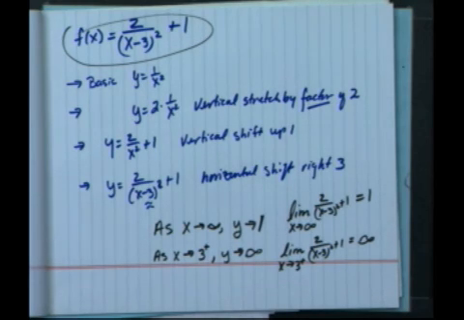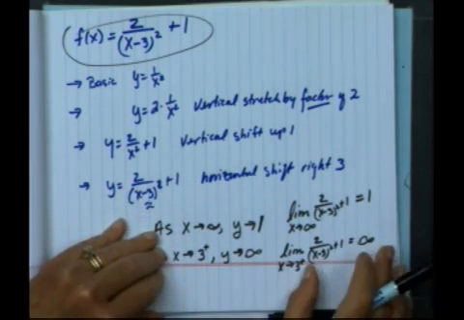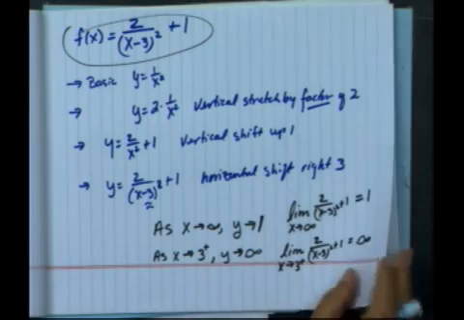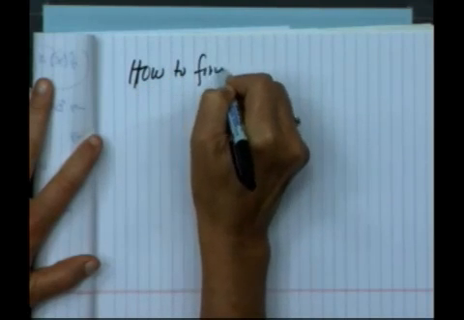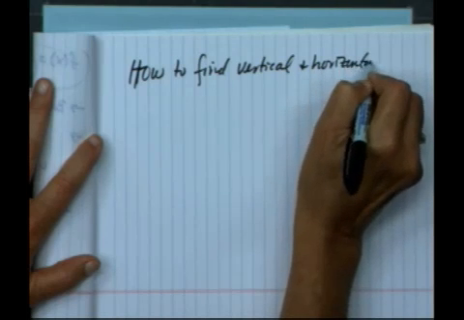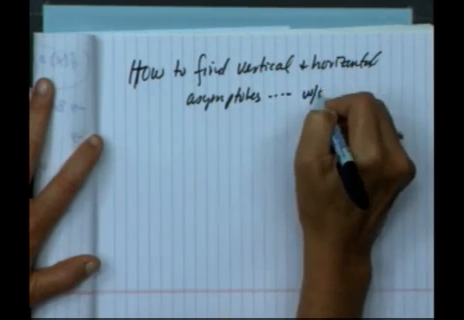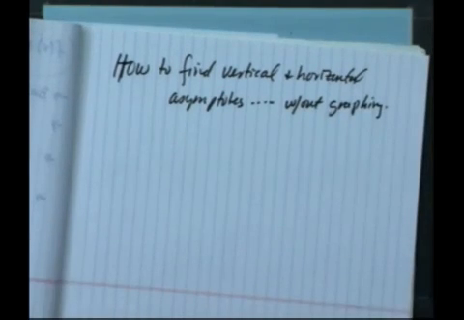Okay, let's do another example, and then we'll go to some of the examples in the book. No, actually what I wanted to talk about next, sorry about that, is how do you find the horizontal asymptotes? Vertical asymptotes are easy. How to find vertical and horizontal asymptotes without graphing. In other words, how can we just look at the function and tell?